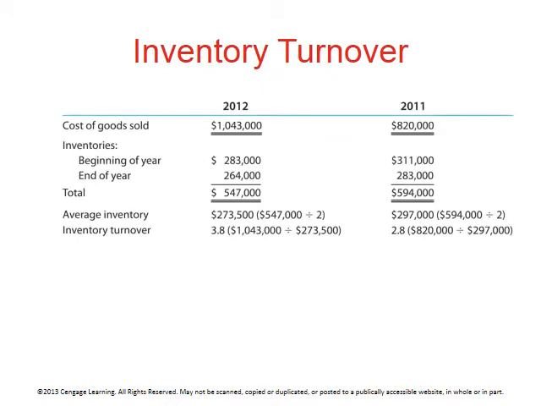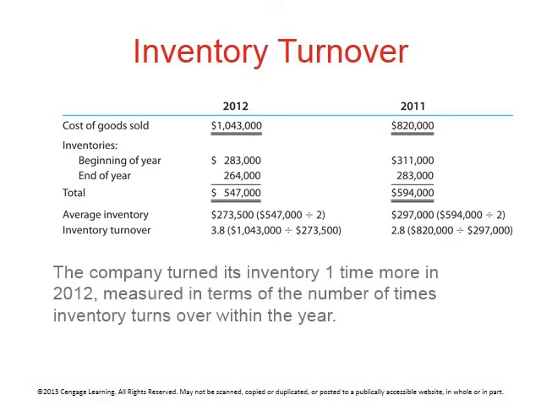For inventory turnover, the first thing we have to calculate is average inventory. We take our beginning inventory plus our ending inventory, and we get 547,000. Divide that by 2, and our average inventory is 273,500. We divide our cost of goods sold, 1,043,000, by that average inventory, and we get an inventory turnover of 3.8 times, which is a whole time better than 2011. So we improved our process to turn our inventory over each year.